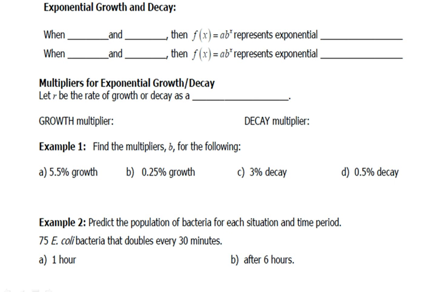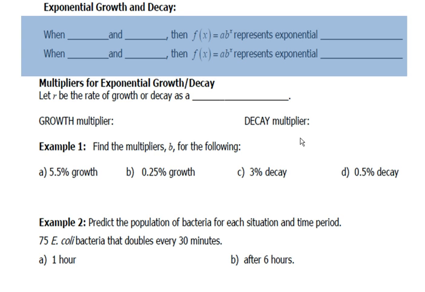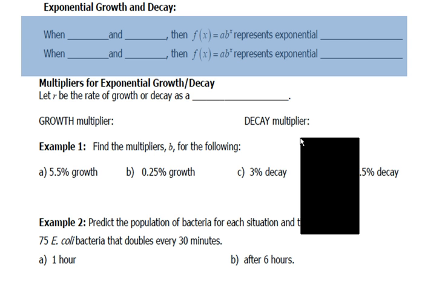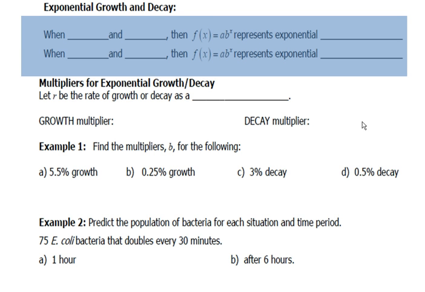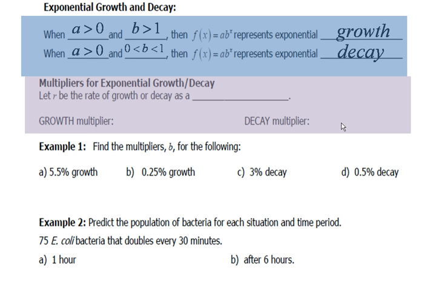Alright, now for exponential growth and decay, we get growth when A is greater than 0 and B is greater than 1. So that number out in front is positive and your base is bigger than 1. This is when you get your growth. And when A is also greater than 0, but B is between 0 and 1, this is an example of exponential decay. So it's getting smaller as it goes along.